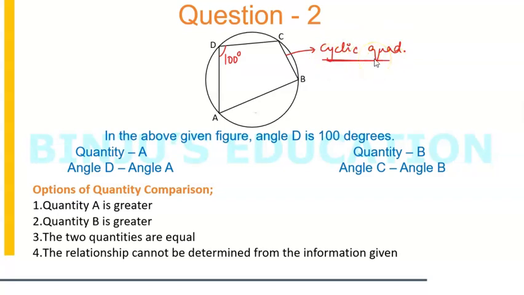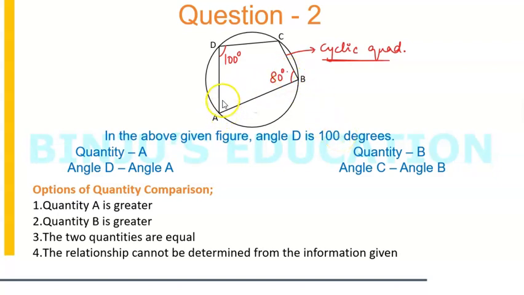ABCD is basically a cyclic quadrilateral because all the four vertices of the quadrilateral lie on the circumference of the circle. Now, if angle D is 100 degrees, we know this one property of cyclic quadrilaterals, that the sum of the opposite angles is always equal to 180 degrees, which means if angle D is 100 degrees, then angle B is equal to 80 degrees.